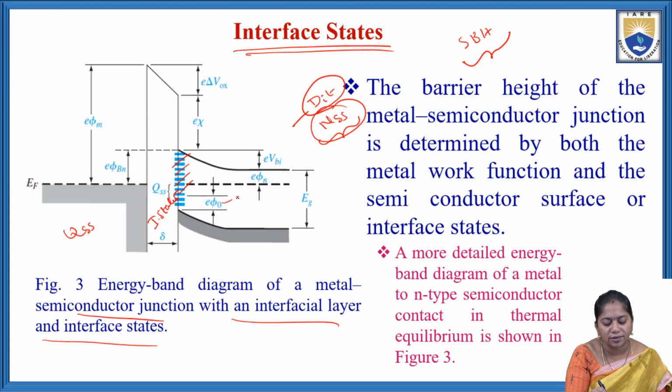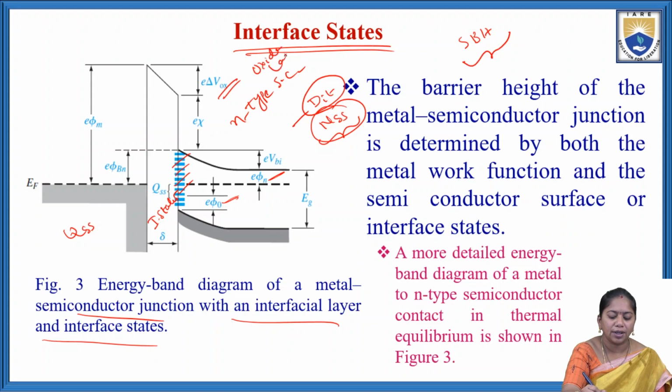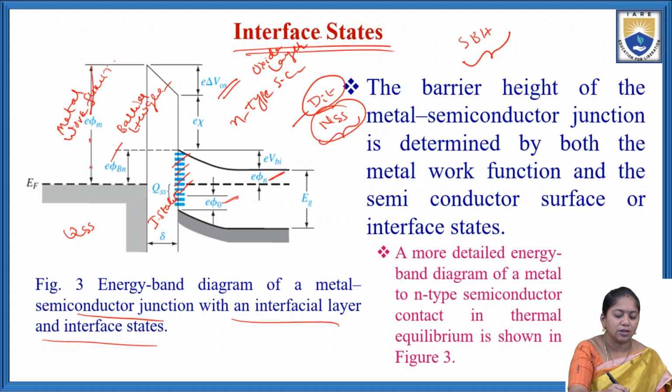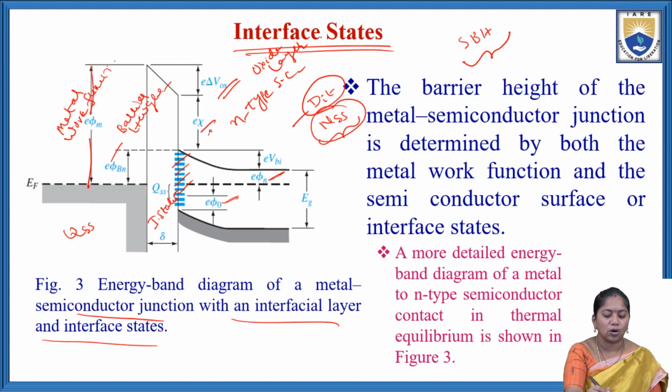So here phi naught is the zero barrier height, phi n is the barrier height. This is the n-type semiconductor. V oxide is the oxide layer potential. Phi bn is the barrier height. Phi m is the metal work function, and this distance gives the metal work function. Chi is the electron affinity. VBI is the built-in potential, and Eg is the energy gap.